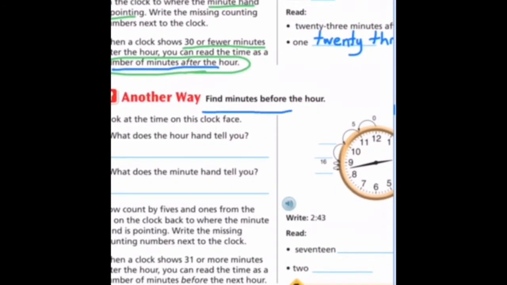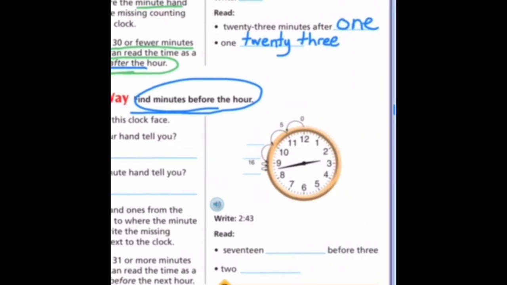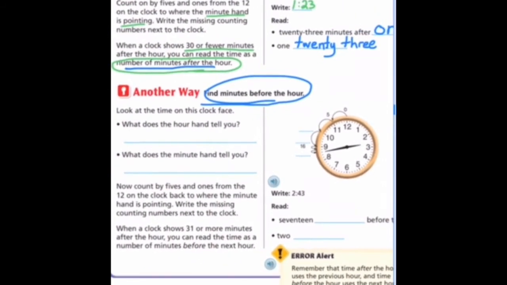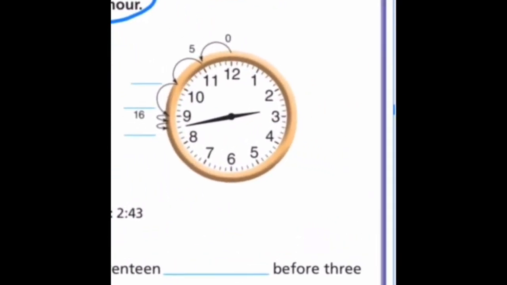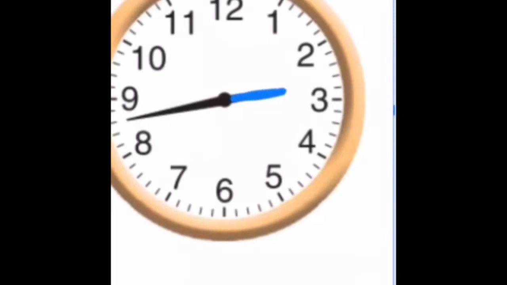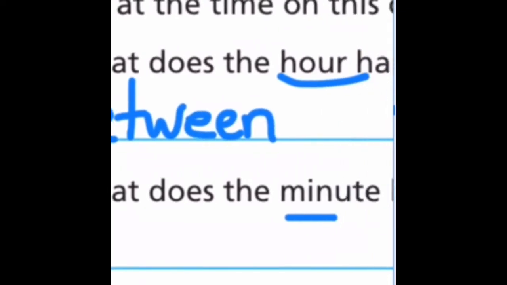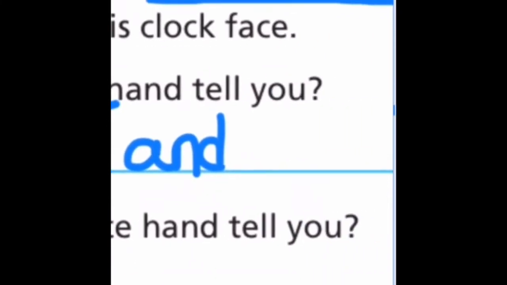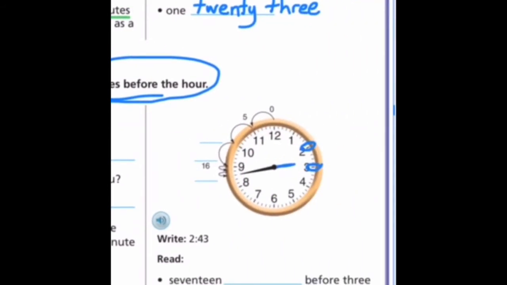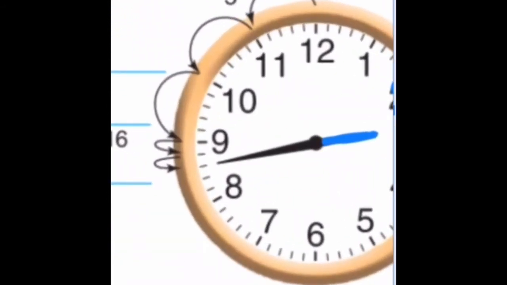Alright, minutes before the hour. Okay, again, we look at the clock, and we have to tell the hour and the minute. The hour, again, it's the smaller hand, and it's between 2 o'clock and 3 o'clock. So it's after 2 o'clock. Or we could say even between 2 and 3, and then we also have to look at the minutes. Okay, and here the minute hand is way over here.